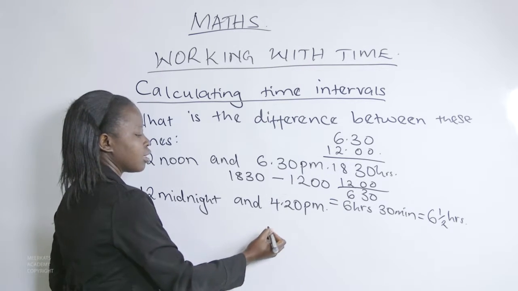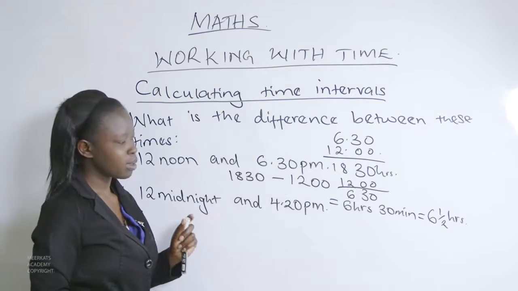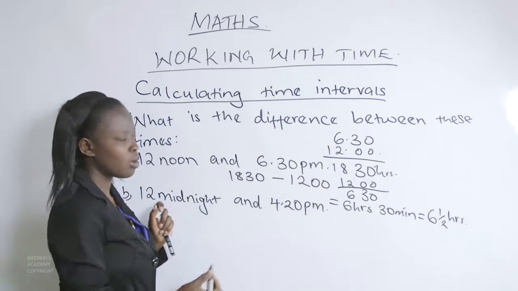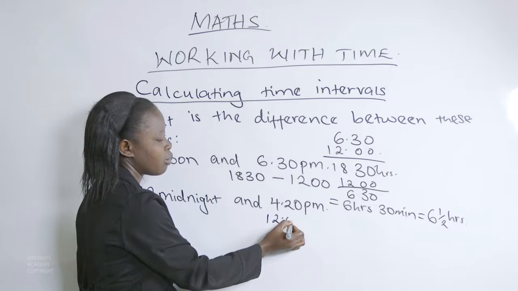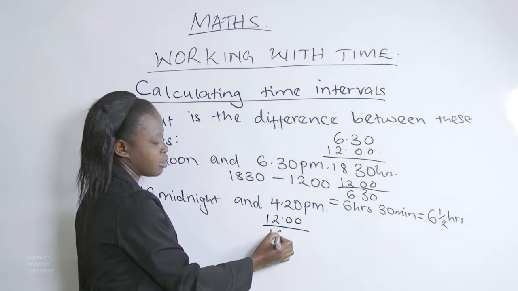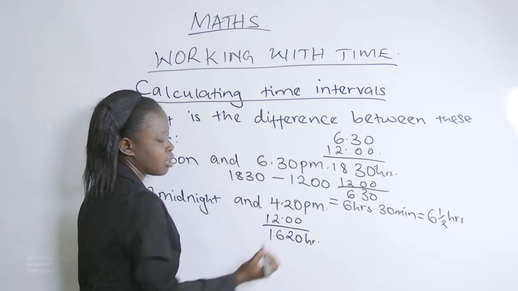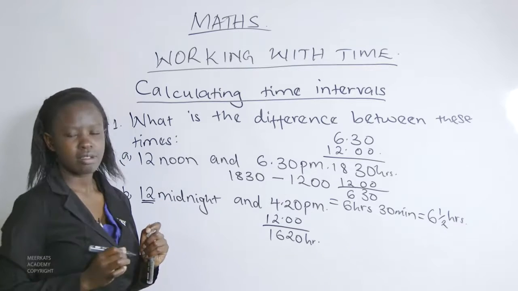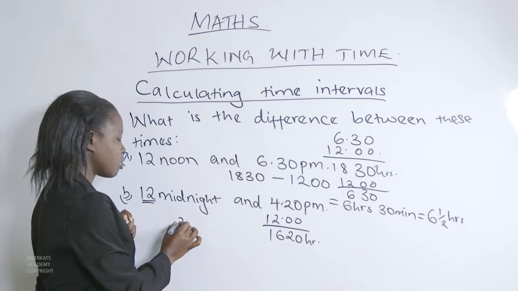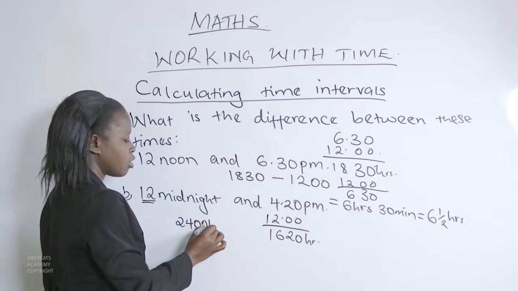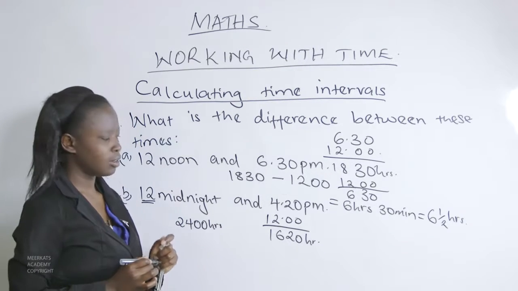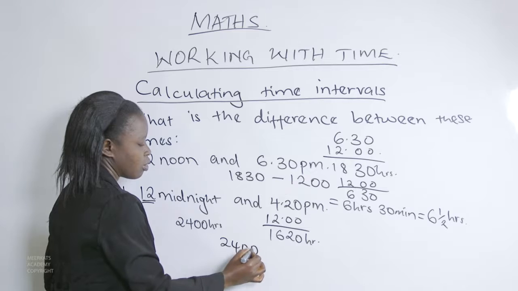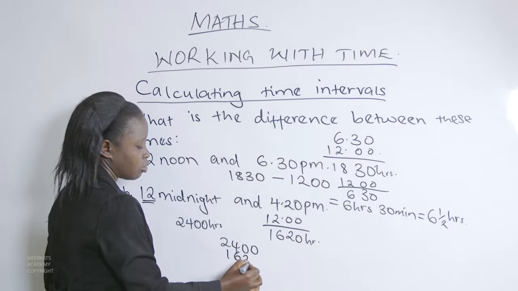Getting the difference between the two, 4:20 p.m. simply means that this is 4 hours 20 minutes past noon, so for me to convert this to 24-hour clock system, I have plus 12 hours, so that we have 1620 hours. Then getting the difference between the two, 12 midnight in 24-hour clock system is simply 2400 hours. So having that, then it means that we can get the difference between the two of them. So I have 2400 hours minus 1620 hours.